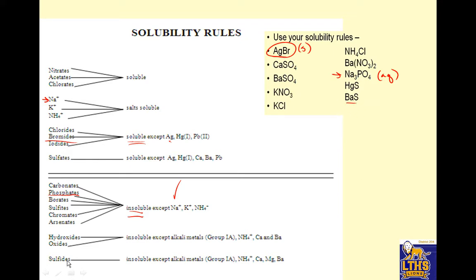All right, BaS, barium sulfide. So I look for bariums. Don't have any. Sulfides, look for sulfides. Sulfides are insoluble unless they're with group 1 or they're with barium. This one's with barium, so it's soluble, AQ. All right, we'll keep practicing.